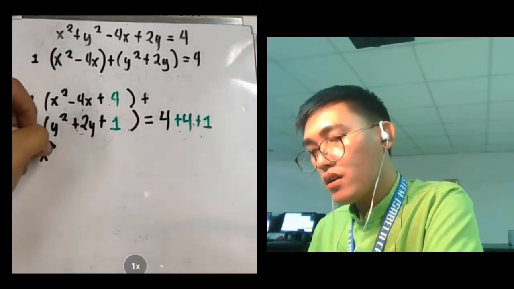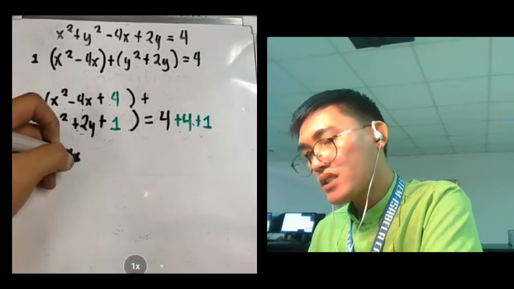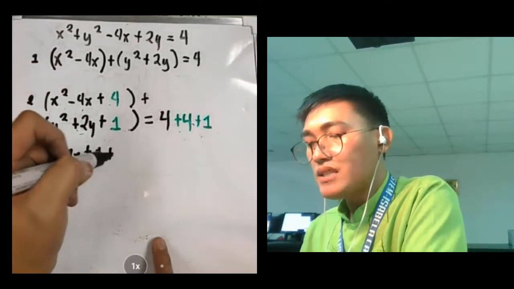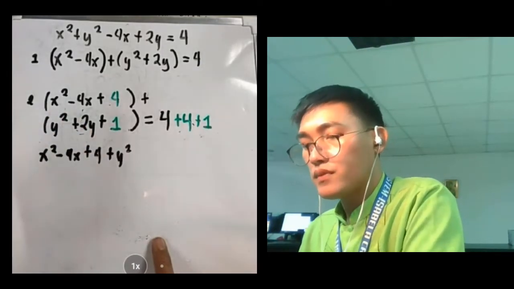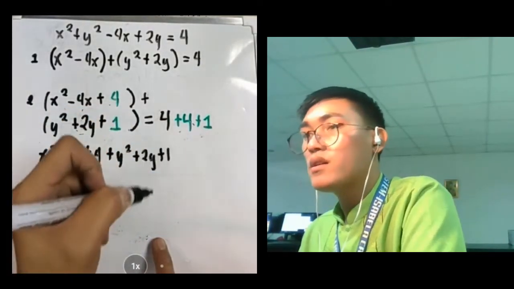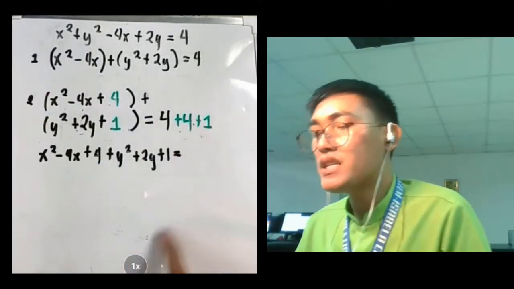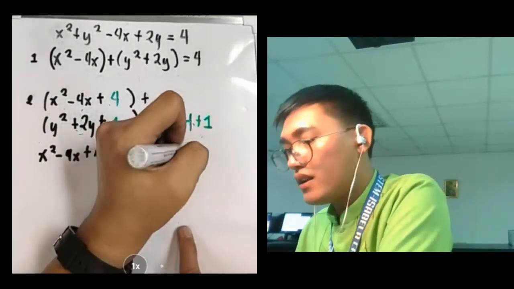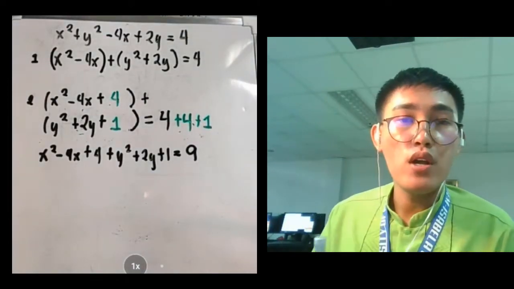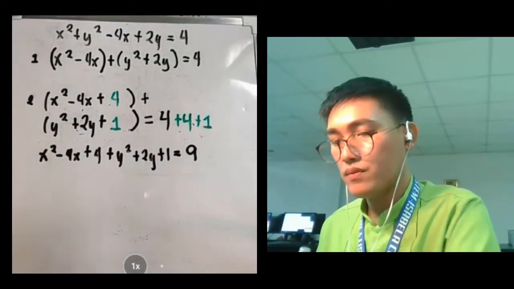x squared minus 4x plus 4 plus y squared plus 2y plus 1 equals 4 plus 4 plus 1 is 9. So that is now the end of our step number 2.